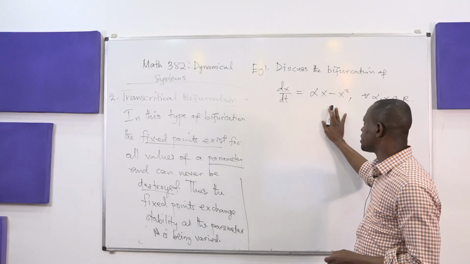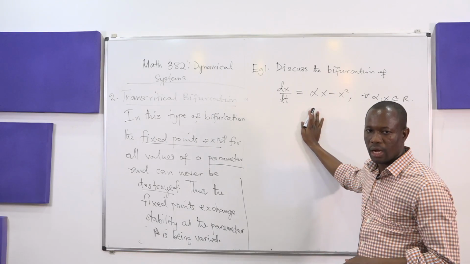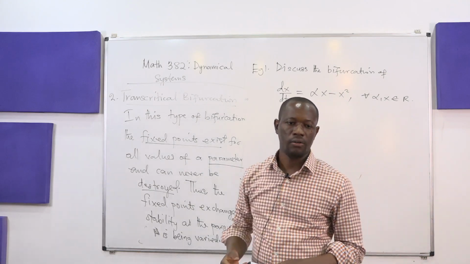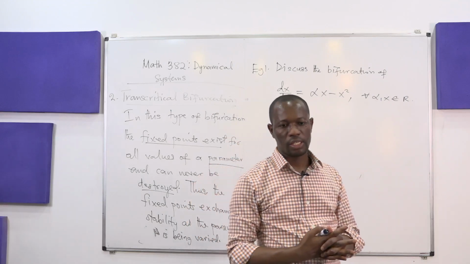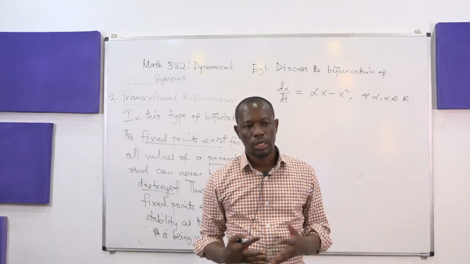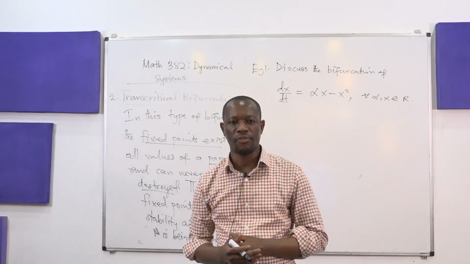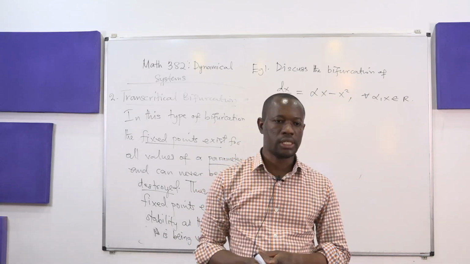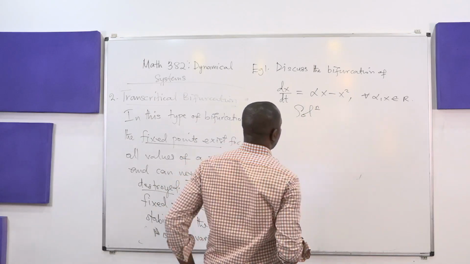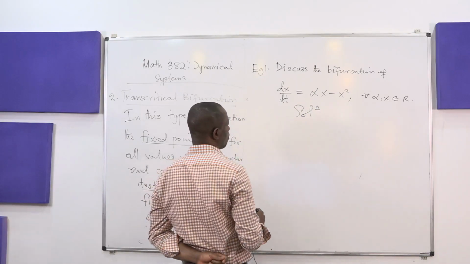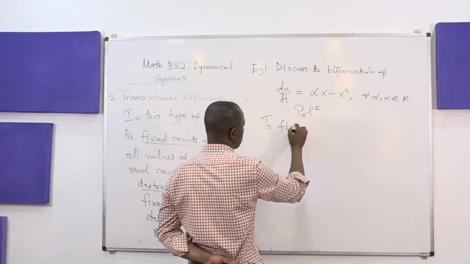You see, it's a quadratic without a constant. Is that okay? So now, in order to know whether it bifurcates, all we are doing is the qualitative analysis. So we have to find a fixed point and then determine whether the fixed point is stable or not. So here, let's find a fixed point.